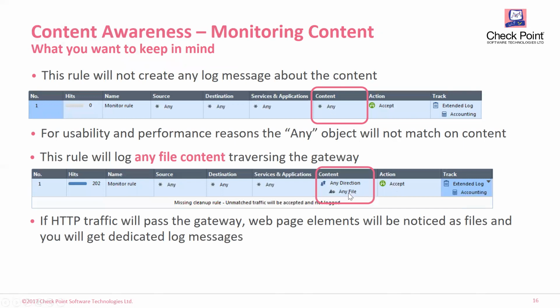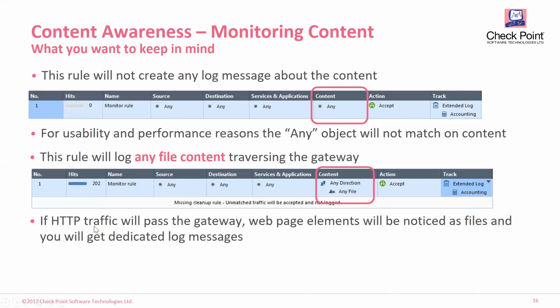Make sure that once you enable it, for usability purposes, any doesn't match any objects. You want to do any direction, any file. So the any needs to change a little bit so that you can see, now you can see here on this rule that there's no hits. And then now there's 202 hits because we're saying any direction, any file. Now we're actually logging the content, where before we weren't. We're saying just allow it through.